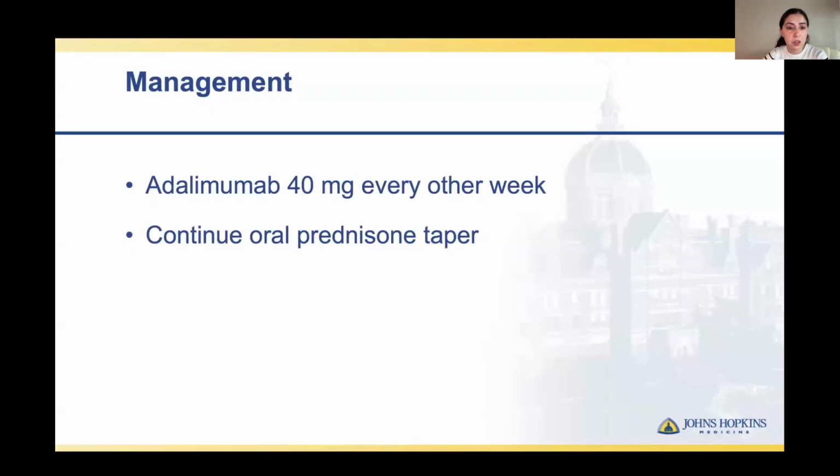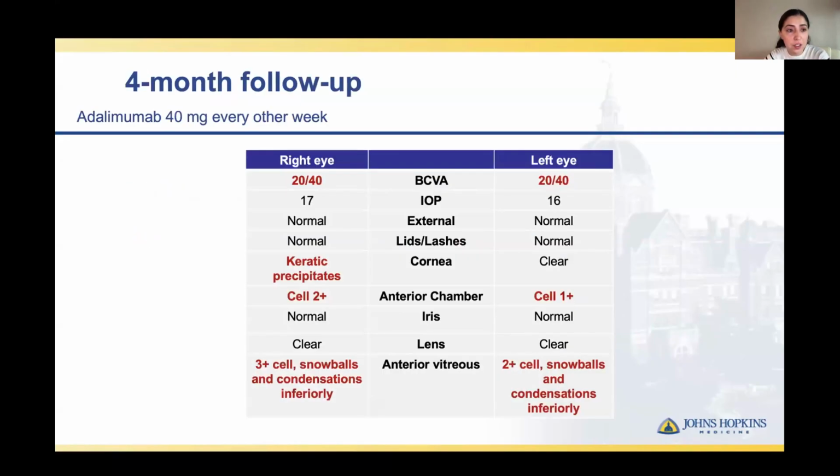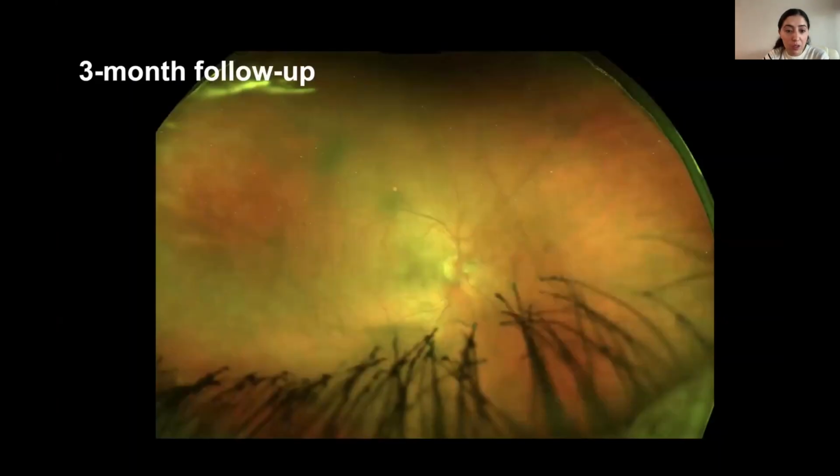At this moment, we included adalimumab 40 milligrams every other week as we continued to taper oral prednisone until discontinuation. Four months after initiating adalimumab, the patient presented with an increase in her symptoms and discomfort. The best corrected visual acuity was 20/40 in both eyes, and she now presented a florid anterior uveitis in both eyes, with keratic precipitates and 2+ cells in the right eye, whereas 1+ cells was observed in the left eye. The cells and inflammation in the vitreous worsened, with 3+ cells and 2+ cells in the right and left eye, respectively. We also see it on the fundoscopy.